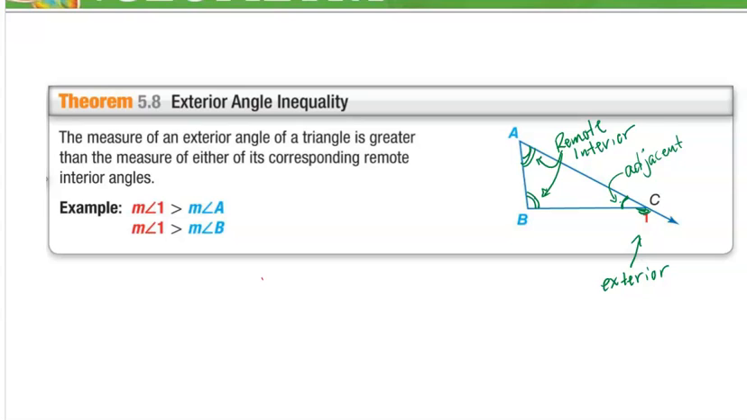Okay, and it turns out that the measure of an exterior angle of a triangle is always greater than the measure of either of its corresponding remote interior angles. So angle 1, the exterior angle, is bigger than angle A. Angle 1 is also bigger than angle B.